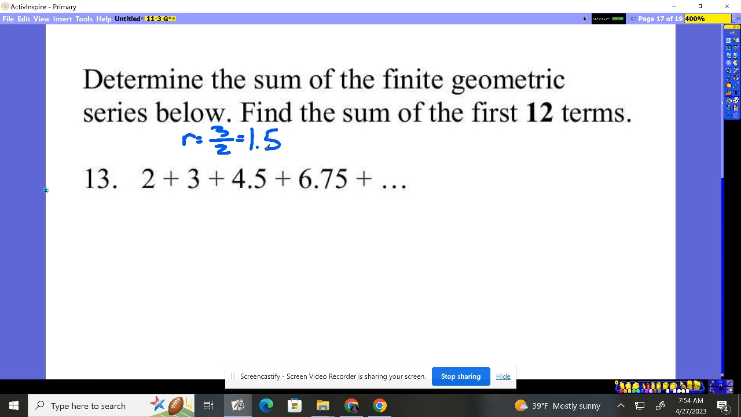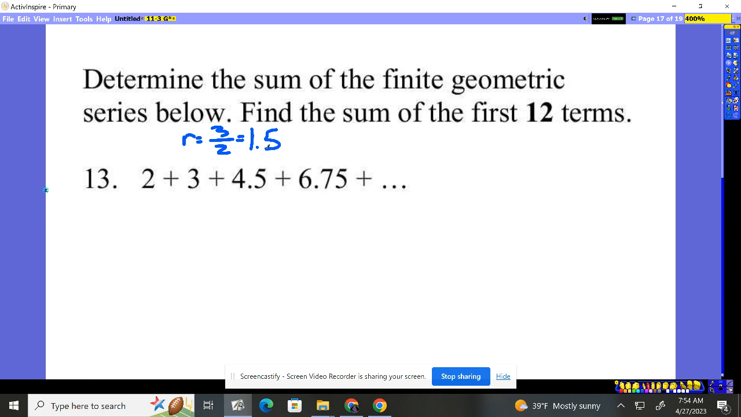2 times 1.5 is 3. 3 times 1.5 is 4.5. 4.5 times 1.5 is 6.75. And we'll add up these first 12 terms. And notice the numbers are getting bigger and bigger. So you can't add up to infinity. It doesn't make any sense because it would keep going, because the numbers are getting bigger. They're not getting smaller. We're not multiplying by some fraction. We're multiplying by 1.5.